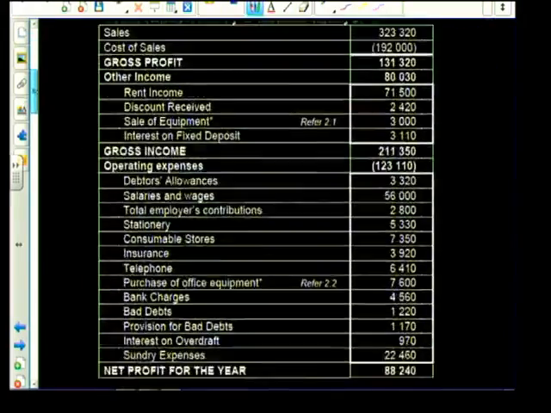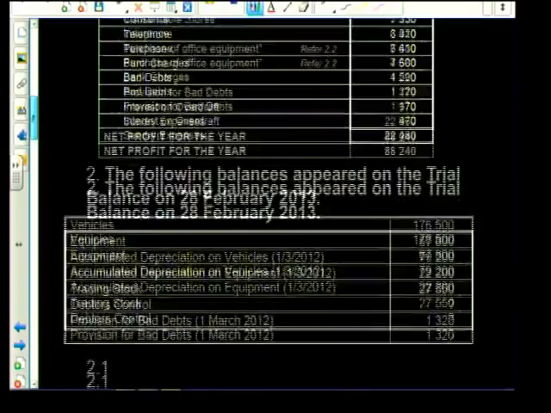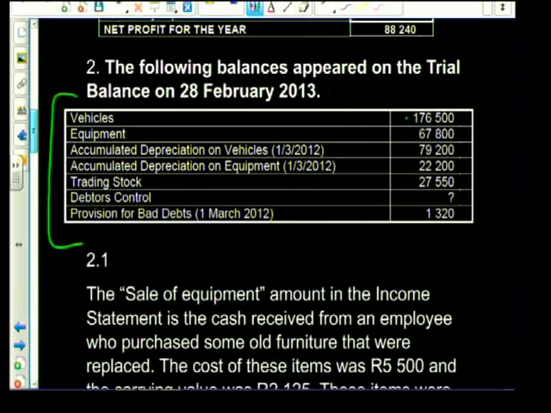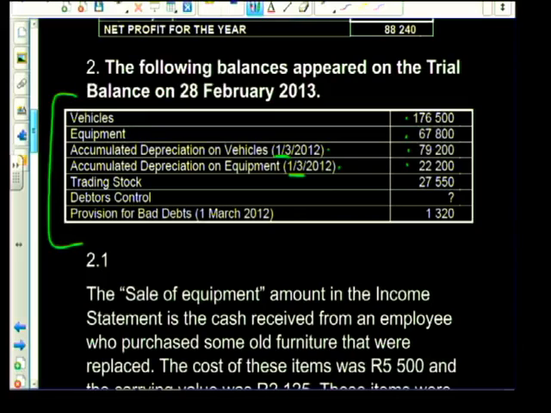If you look back here, we are looking specifically at the extracts from the balance sheet, because this is note number 3 to the balance sheet, not note number 3 to the income statement. So we're looking at vehicles, equipment, and the accumulated depreciation. They've given us the amounts for accumulated depreciation on vehicles and on equipment, with dates. The 1st of March 2012 is the beginning of our financial year. So the accumulated depreciation figures are those at the beginning of the financial year. That is normally the case.